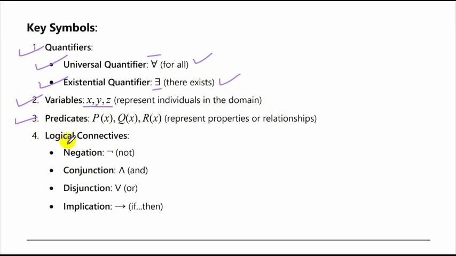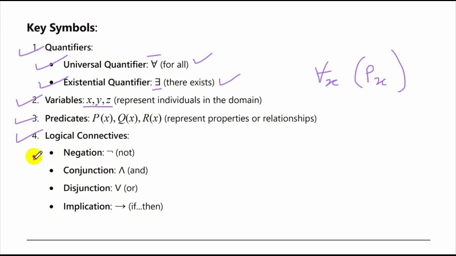For predicates, we use uppercase P, Q, R, showing that they represent properties or relationships. There will be more examples coming, but a quick example is like this: for all x, there exists an x which has the property P. This is a very basic example I'm giving right now. A detailed explanation will follow.